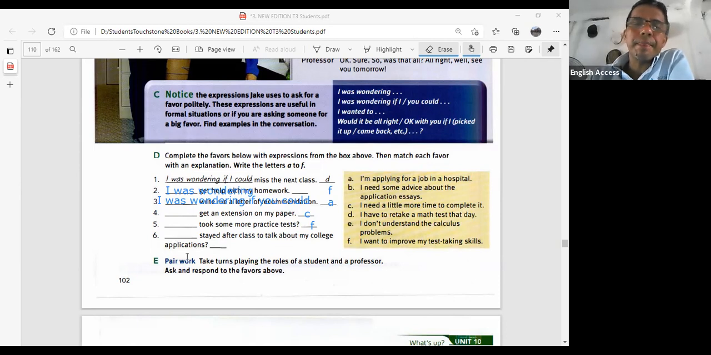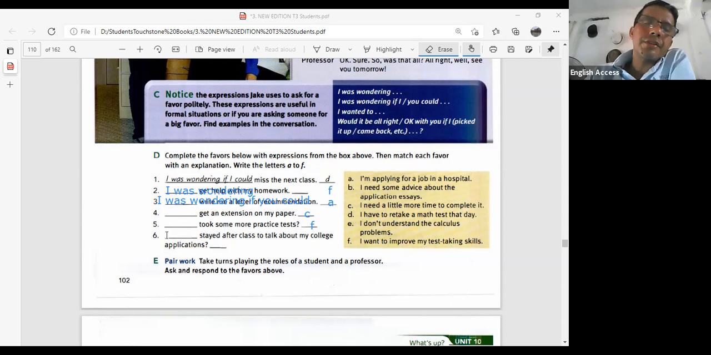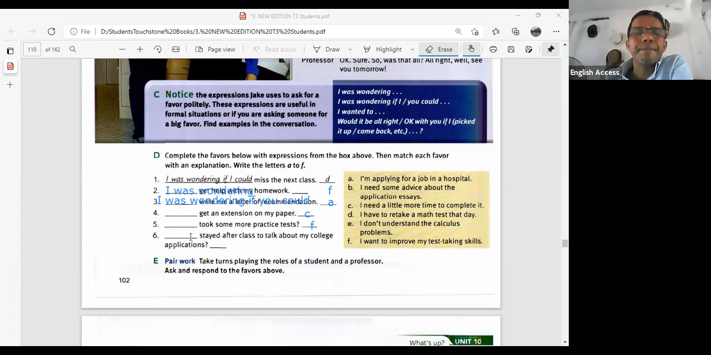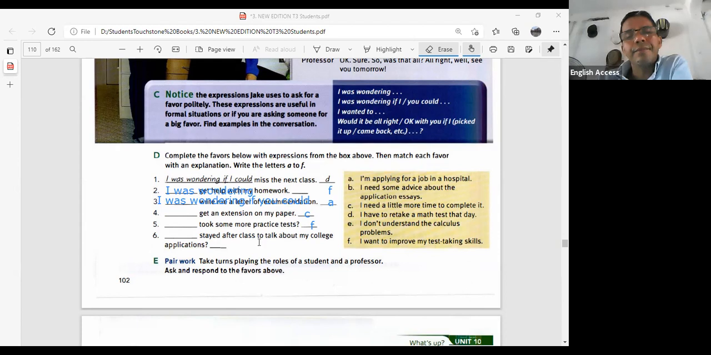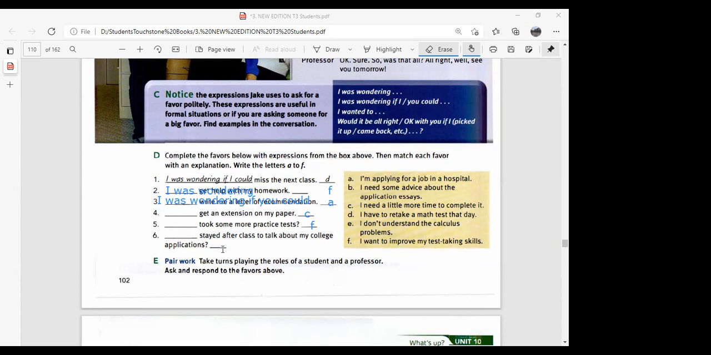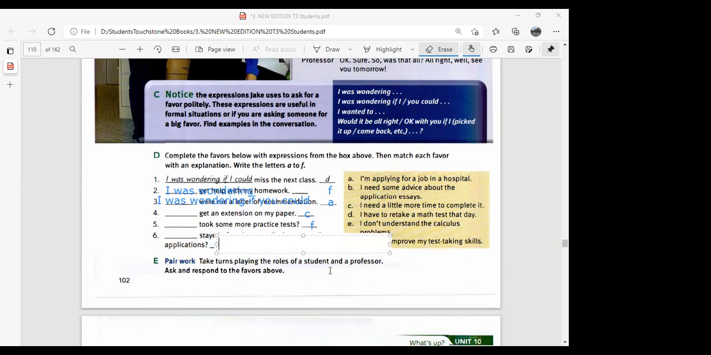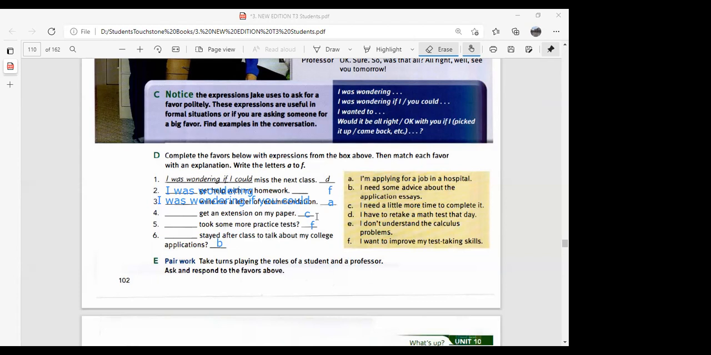Can you read the whole sentence? I was wondering if you stayed after class to talk about my college applications. Yes, because here, the second subject. The pronunciation is stay. Yes, it's fine. Thank you, teacher. What letter did you say? The letter B. All right, seems we have two F here, and F here. I need some advice about the application sites.